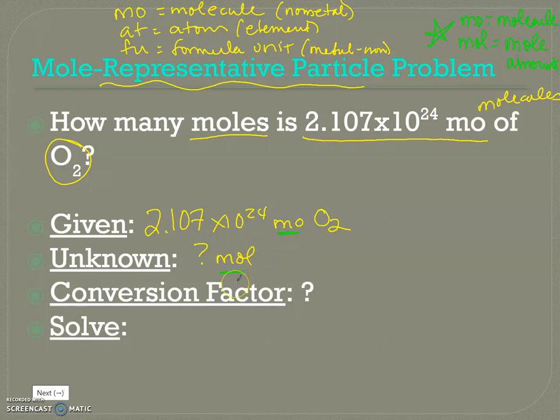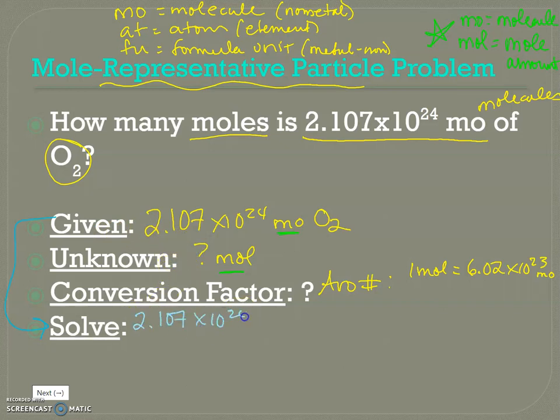How do I get back and forth between a mole of anything and what we have? Well, that would be Avogadro's number, where 1 mole is equal to 6.02 times 10 to the 23rd molecules, atoms, or formula units. This is where it's really important that you show your work correctly, and this is really important for how we plug things into our calculators. All right, so let's figure this out.